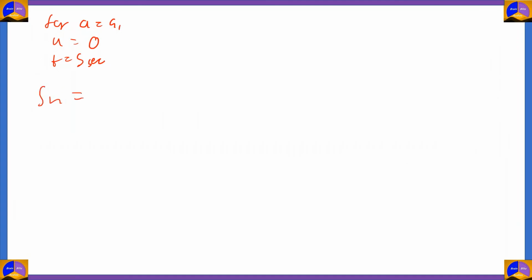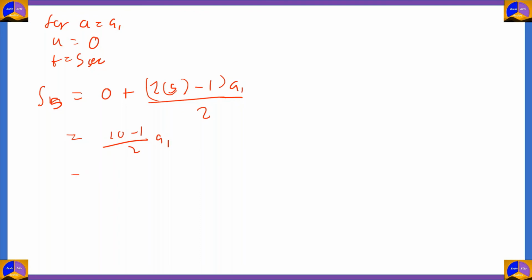So the distance traveled in the nth second is u, here it is 0, plus (2n minus 1). So that is 2 into n, here n is 5, 2 into 5 minus 1, into the acceleration a1 divided by 2. So what we get is (10 minus 1) by 2 times a1. So the distance traveled in the fifth second is 9 by 2 a1.